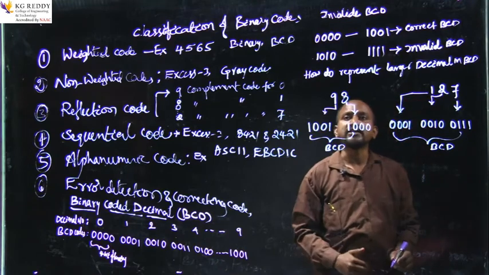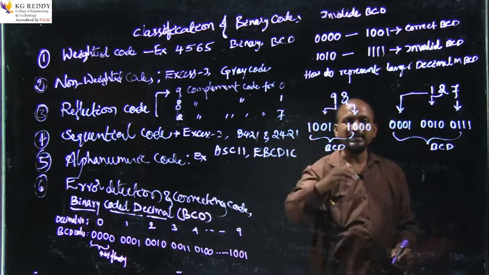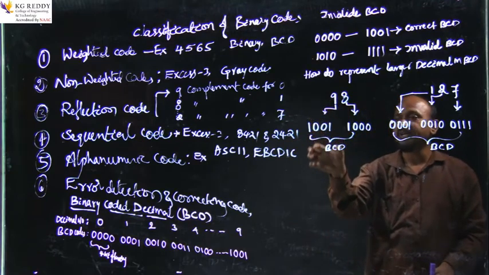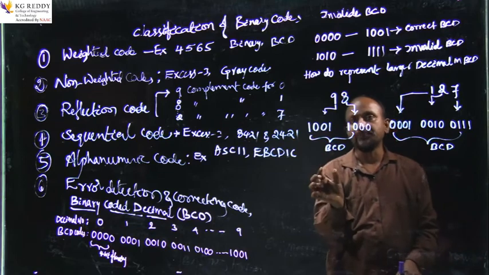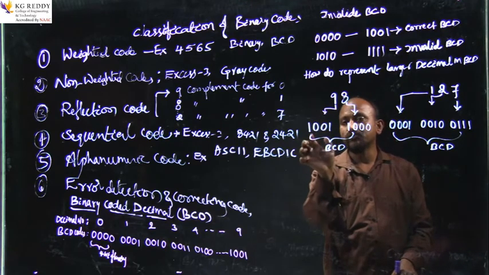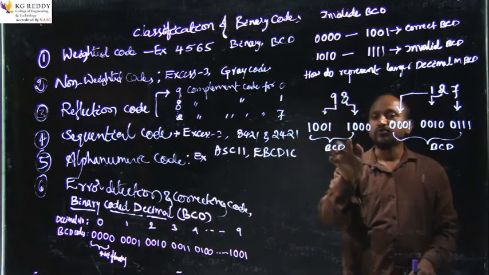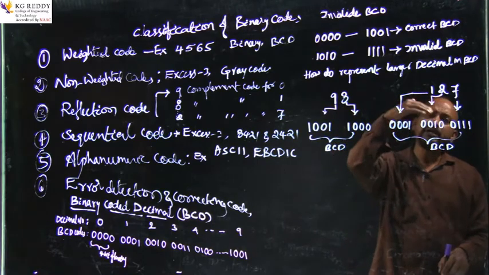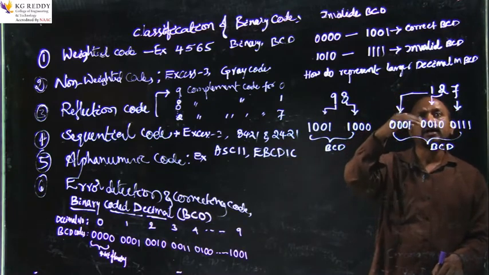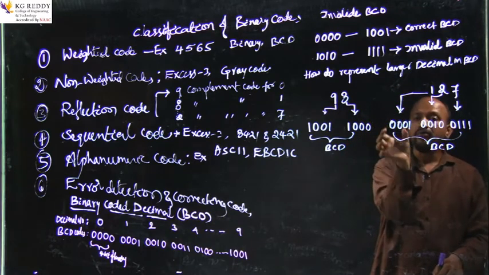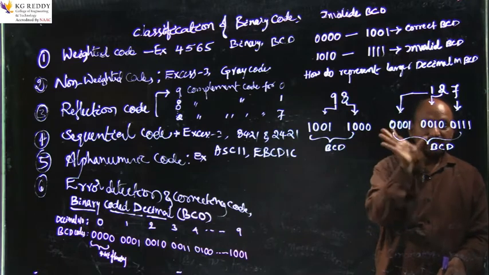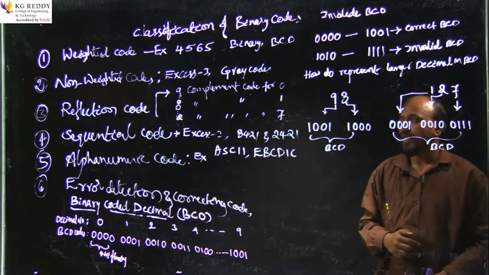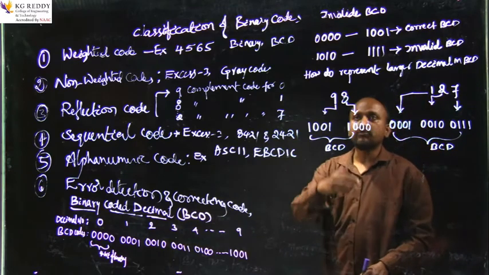This is the way of converting decimal to BCD. That means each digit in the decimal number should be represented as a set of 4 bits of binary. So 9 is 1001 and 8 is 1000. In a similar fashion, however many digits the decimal number has, each digit has 4 bits of binary. That is the answer of the BCD. This is the way of converting decimal to BCD.